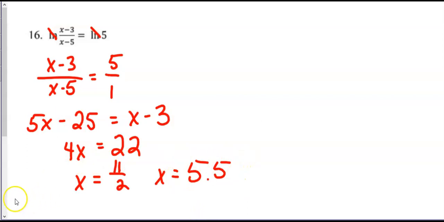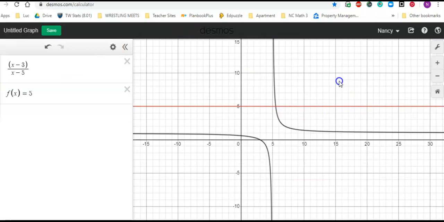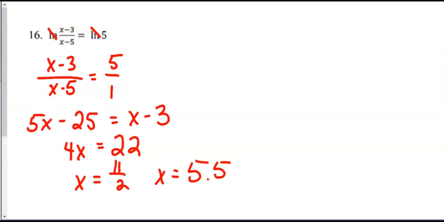All right, so I'm going to go over to Desmos and look at this one too. Well, looky there. Don't forget if you have something like this and you need the whole thing to be in the numerator, put it in parentheses. x minus 3 over x minus 5 is this graph right here. This is a rational function. And then f of x equals 5 is here, and my solution, my x point is 5.5, which is what we got over here. So we could double check our work.